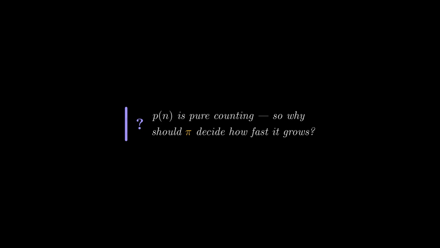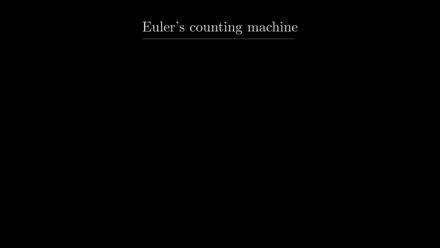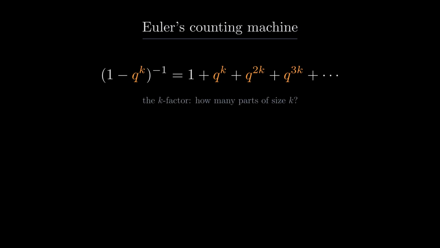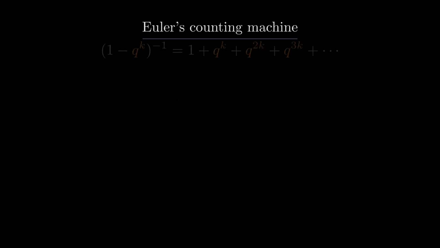Start with something you already trust. 1 over 1 minus q is just the geometric series: 1 plus q plus q squared forever. Now swap q for q to the k. This factor's powers are bookkeeping. The term you pick says how many parts of size k you use. None, 1, 2, 3 of them. So multiply one such factor for every possible part size: 1, 2, 3, and on forever. Call that infinite product big F of q.